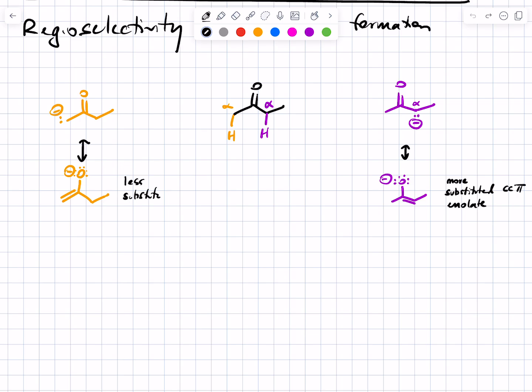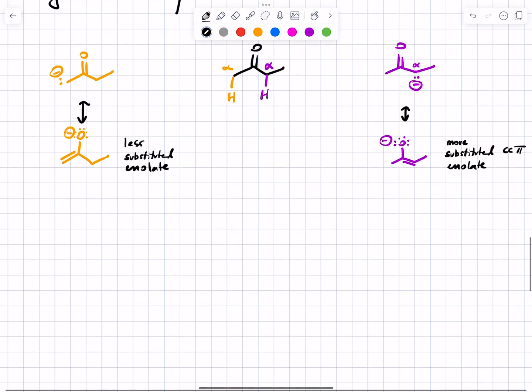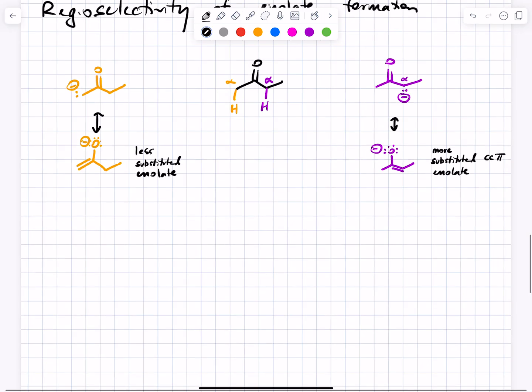I can't spell. There we go. Save myself some time. The less substituted enolate. Yes, that's absolutely true. And because of that, we're going to say that the purple enolate is more stable than the orange enolate.